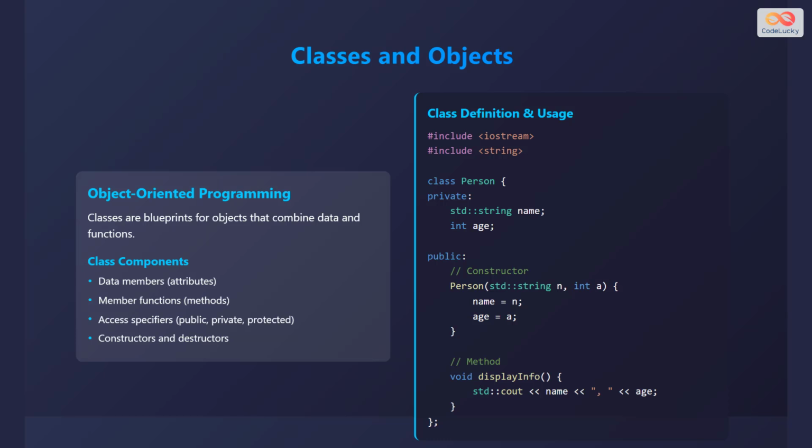First, we include the iostream and string libraries. We then define a class called person. The class has two private data members, name and age. It also has a public constructor that takes a name and an age as arguments and initializes the data members. Finally, it has a method called displayInfo that prints the name and age to the console. This is how you define a class in C++.